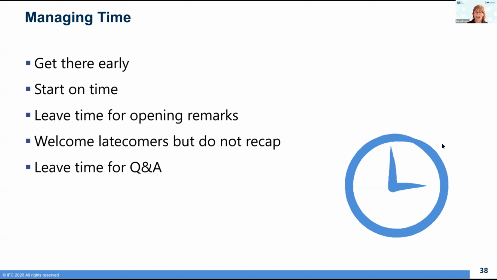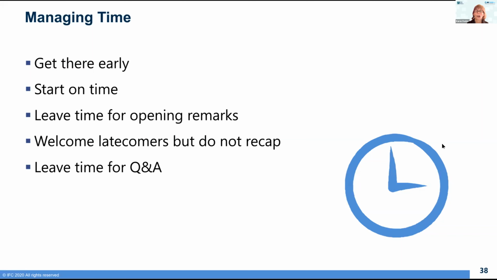Now, start on time. Unless nobody has joined the call yet, begin at the appointed time, because it's not fair to penalize those who made the effort to be on time to accommodate those who did not. And furthermore, you should not punish yourself by putting yourself behind schedule before you even say a word.